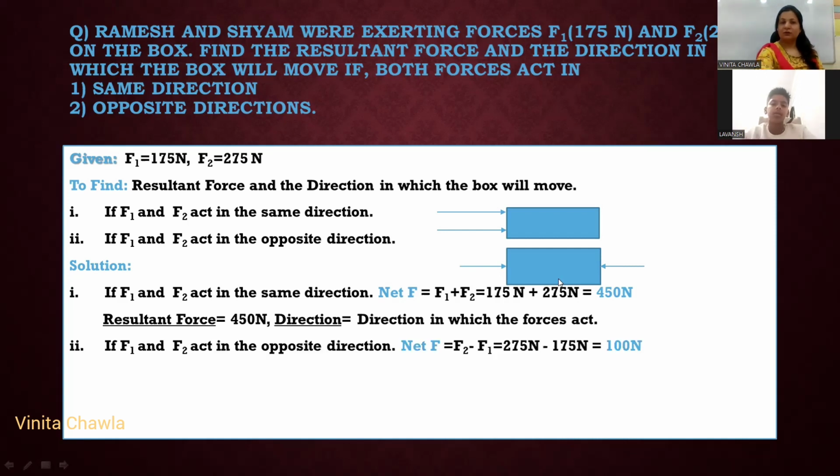Okay. So if F1 and F2 are acting in the opposite direction, then we simply subtract them and we'll get the net force like this. And what is the direction of net force here? Second case, when the forces are acting in the opposite direction. So what is the direction of net force?